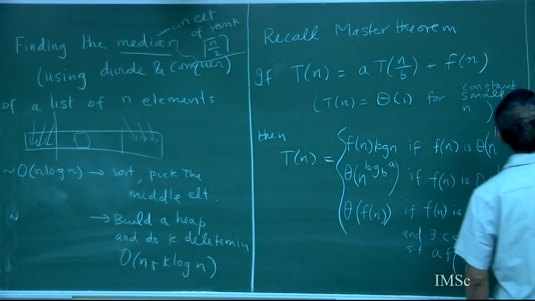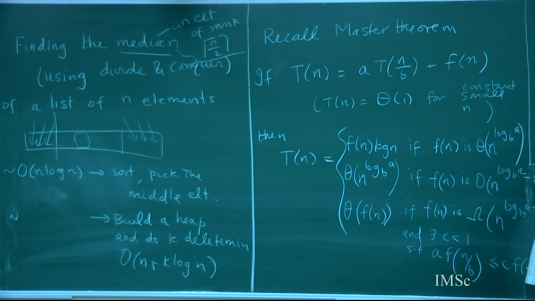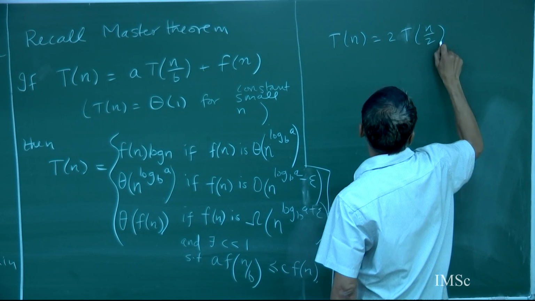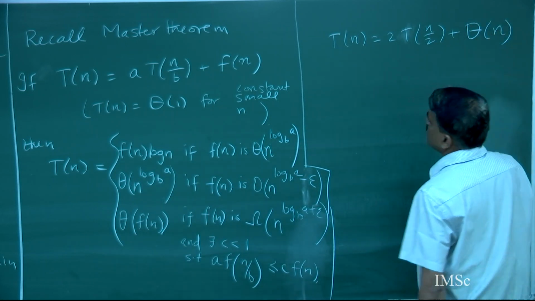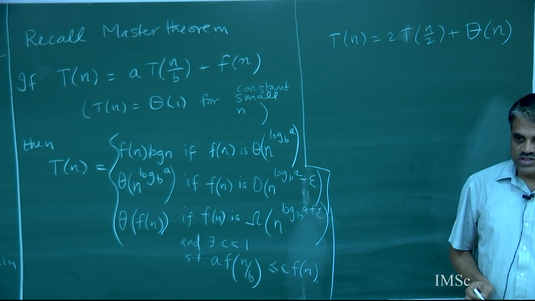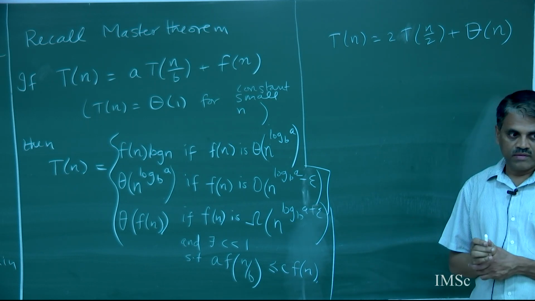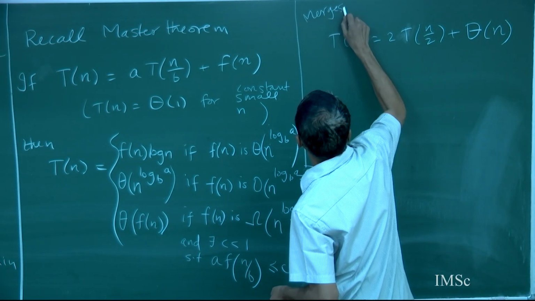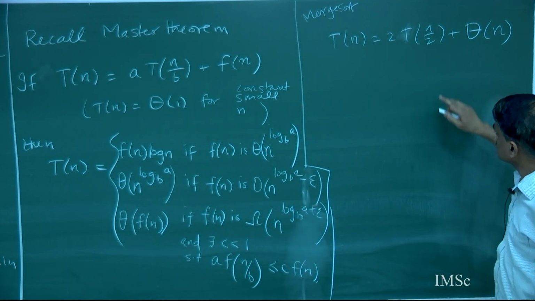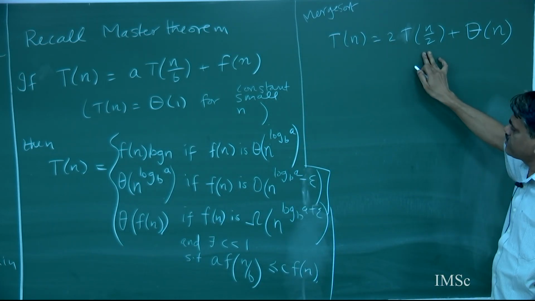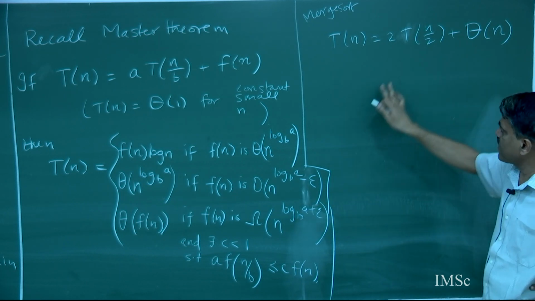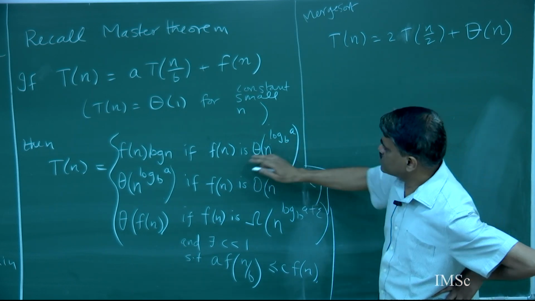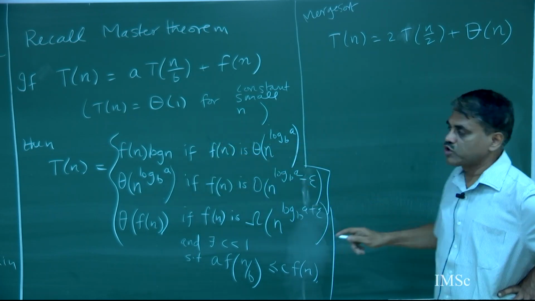So, for example, T of n. What is this recurrence for, which algorithm? Merge sort, right? So merge sort: a is 2, b is 2. So log a to the base b is n. This is n, and this is also n. So it falls into this category, and so you know it's order n log n, right?